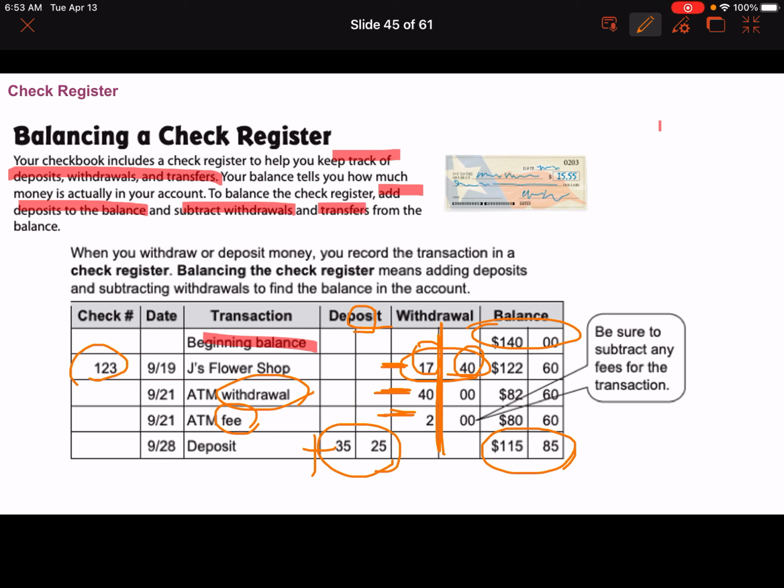Now there's a check number here, so that means whenever this person made a purchase at Jay's Flower Shop, this person must have written a check, which looks like this. And you see the number here, 0203. That number would be at that top right corner. The second column represents the date. The third column represents the title of transaction, like what happened, what the amount represents. Deposit means you're adding towards your balance. Withdrawal and transfers, you're subtracting from your balance.